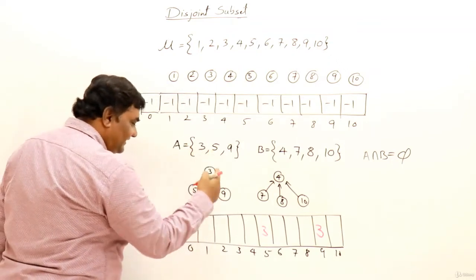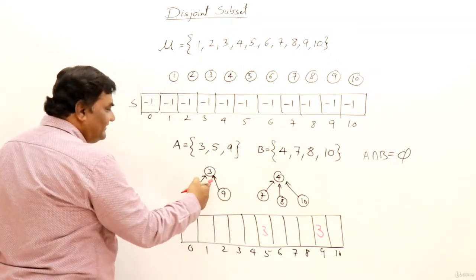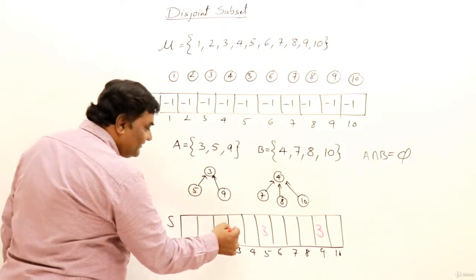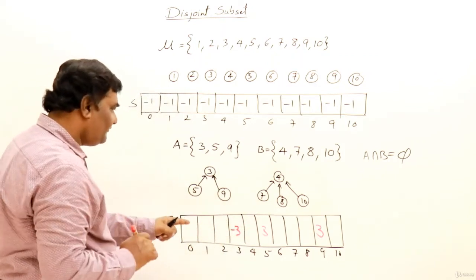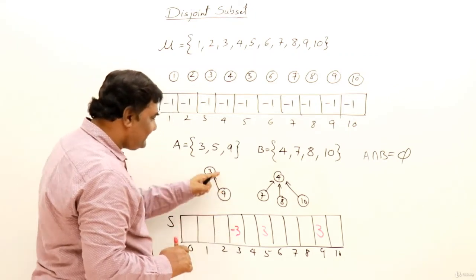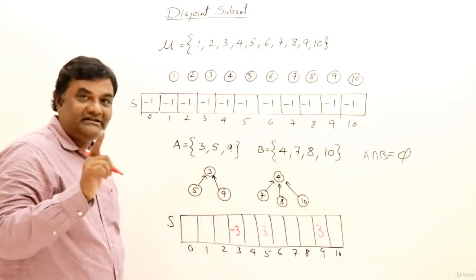Then at 3, I have to write some negative value to show that this is a head or a parent of a set. So I will write -3. Minus is negative. Okay, what is this 3? This 3 means total elements in this one. Yes, there are 3 elements.